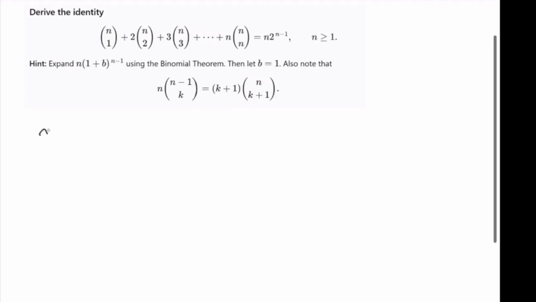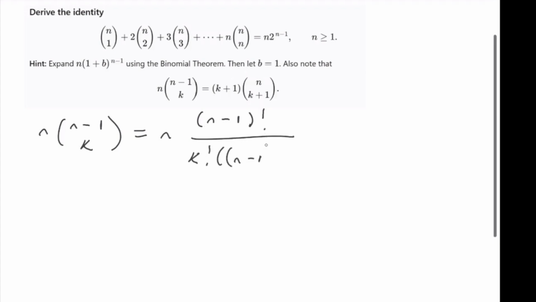So we have n times n minus 1 choose k, which is equal to n times n minus 1 factorial over k factorial times n minus 1 minus k factorial. All right, so n times n minus 1 factorial is n factorial. Then we have k factorial, and this could be written as n minus k minus 1 factorial.